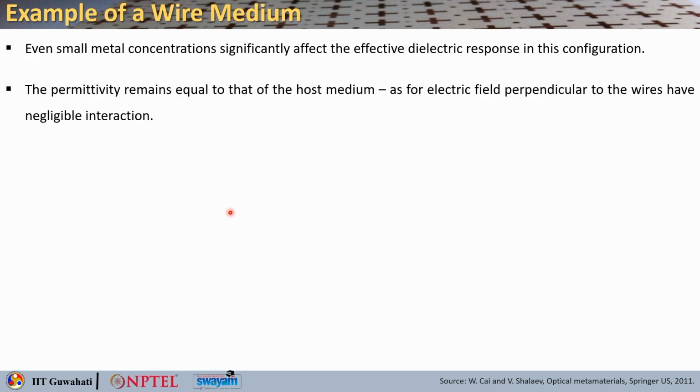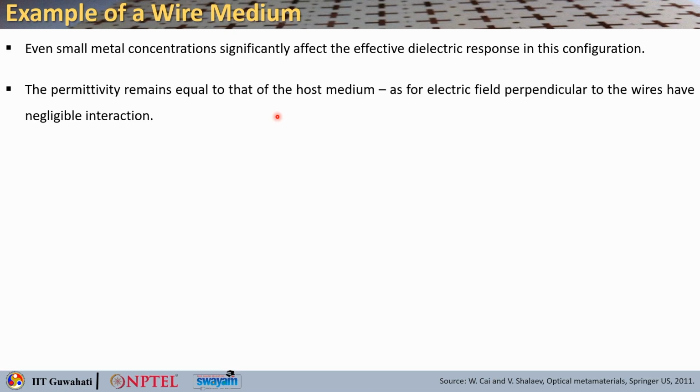Now, therefore, a small concentration of metal will become sufficient to produce a substantial contribution to the overall dielectric function of the effective medium, and that is what you have seen. Okay. And in addition, the permittivity component, which is normal to the wire direction, okay, should have a value identical to the dielectric constant of the host, because the wires and the external electric field will experience a negligible interaction when they are basically perpendicular to each other.